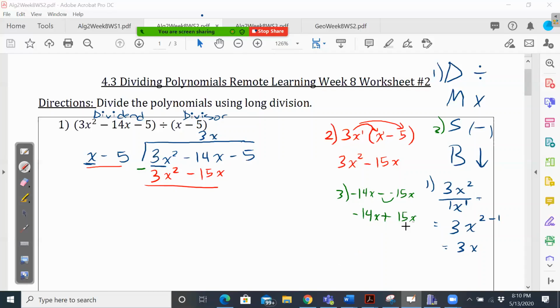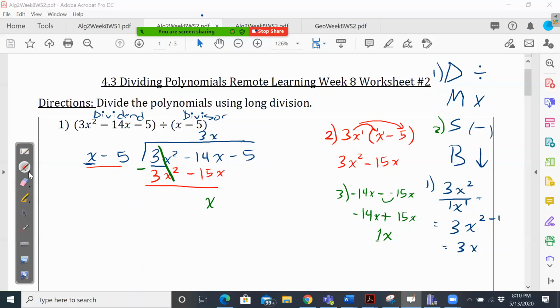Now when you add these two together, it's just going to give you a positive 1x, because 15 is the bigger number. So we're going to write down x. I could write that 1, but this is the same thing as saying 1x. It's redundant. 3x squared minus 3x squared, that cancels out. That becomes a 0, and we're good.